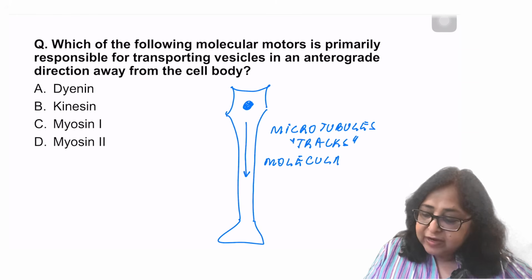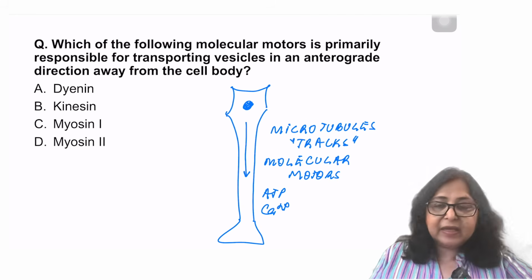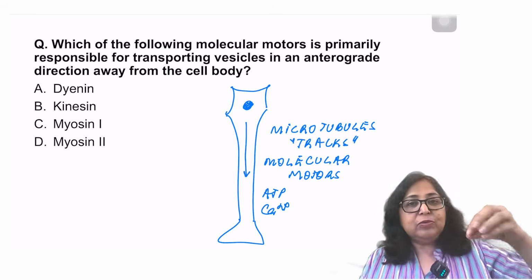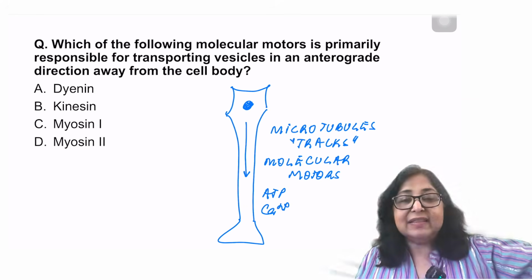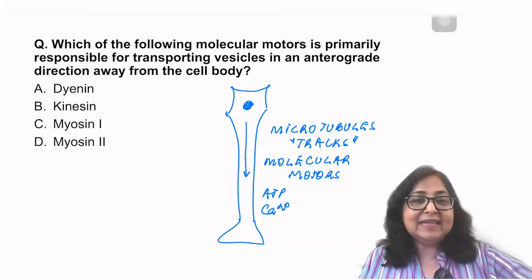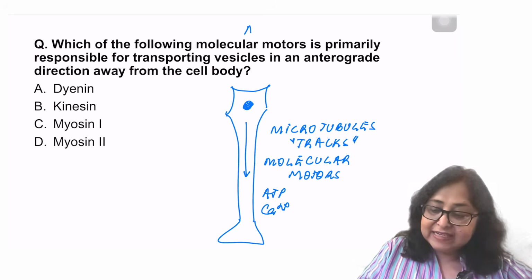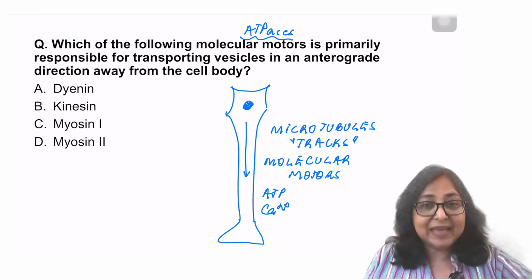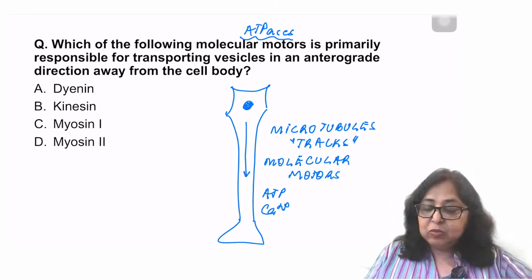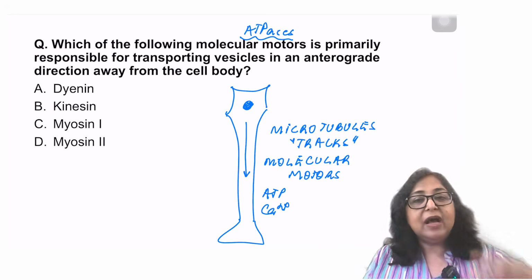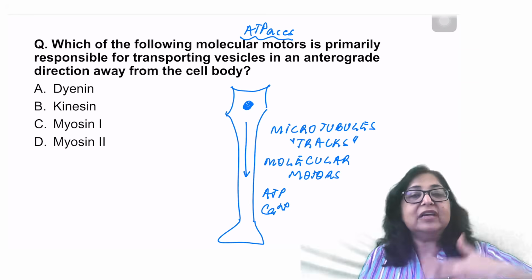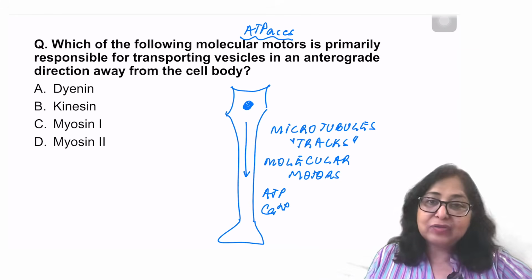And for this type of transport, you also need ATP and calcium. So the microtubules serve as tracks. Moving on the tracks are these molecular motors, and they require ATP and calcium. These molecular motors are in fact ATPases. They have the ATPase enzyme. This is what is known as axoplasmic transport. Away from the cell body is anterograde, towards the cell body becomes retrograde.